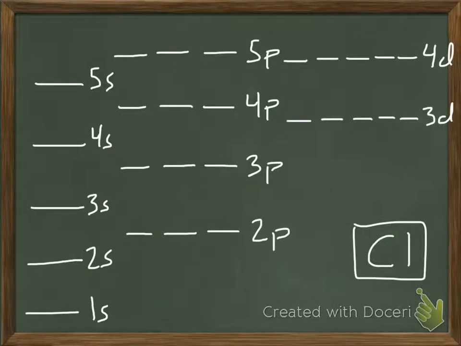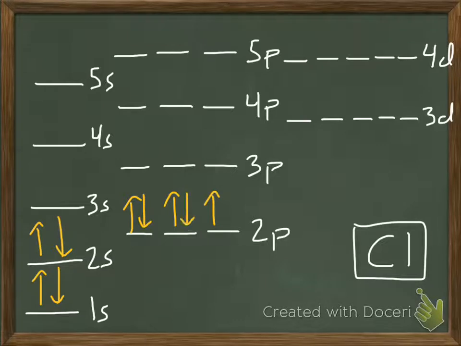Chlorine is the next one. Chlorine is number 17. So we have 1, 2, 3, 4, 5, 6, 7, 8, 9, 10, 11, 12, 13, 14, 15, 16, 17, and we stop there. That's it.